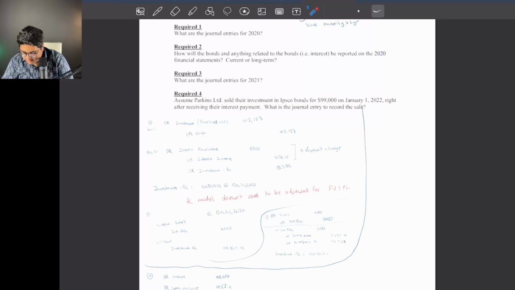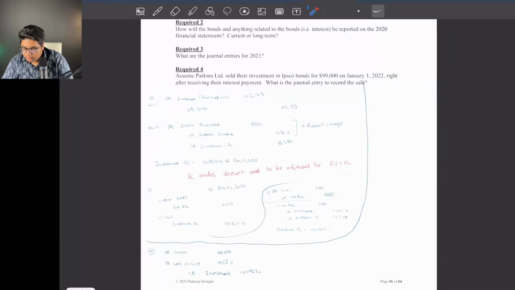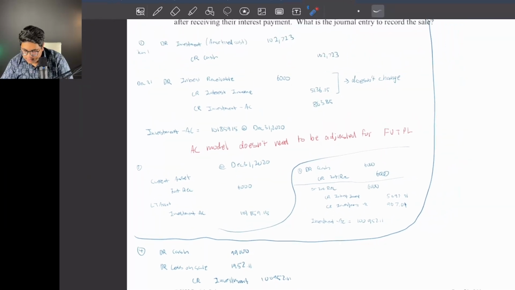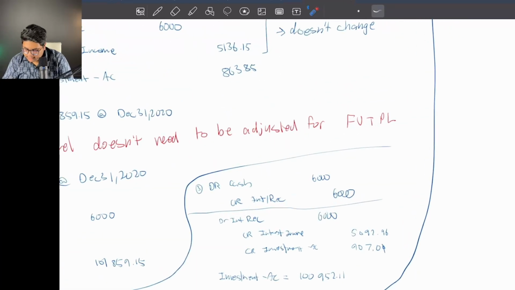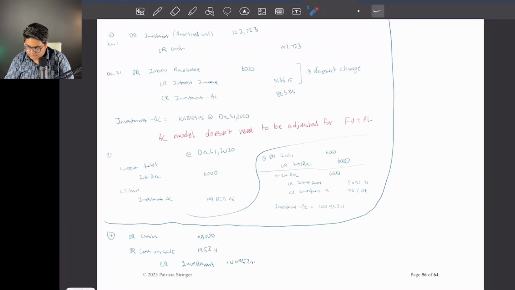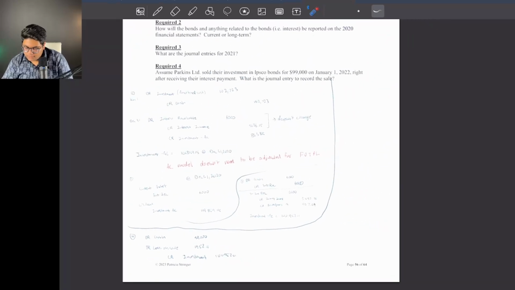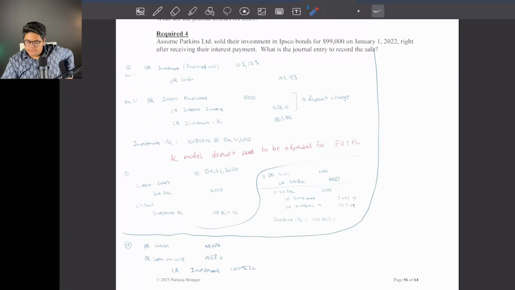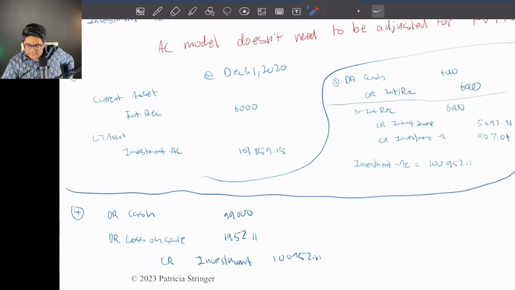And required 4 is assume the company sold their investments for $99,000 on January 1st, right after receiving their interest. So we would first have that same interest payment. The question only asks for the entry to record the sale, so I just didn't have that. So we sold the bonds for $99,000. Someone gave us $99,000 for the bonds. Our cash increased by $99,000, debit cash. And investment, so our investment went down to 0.